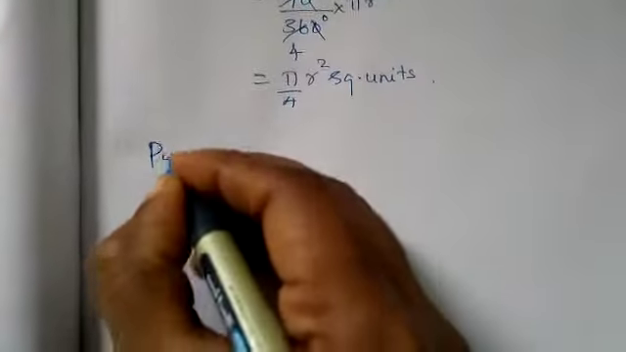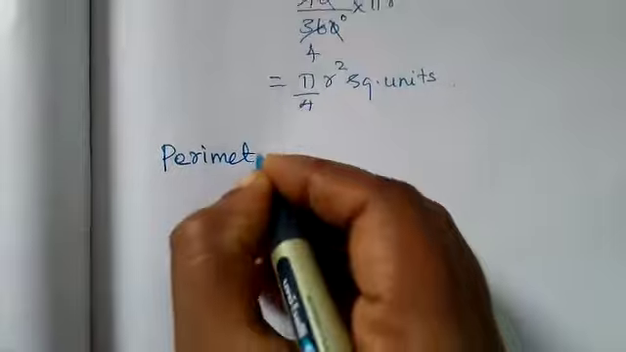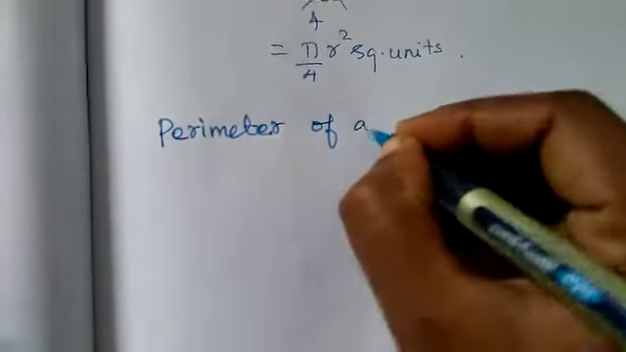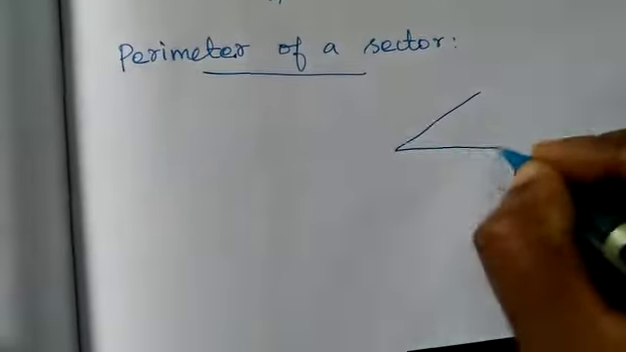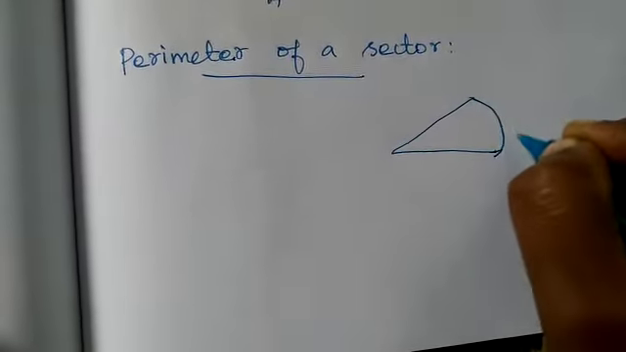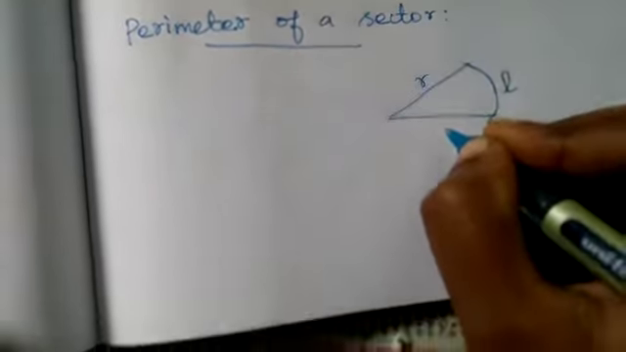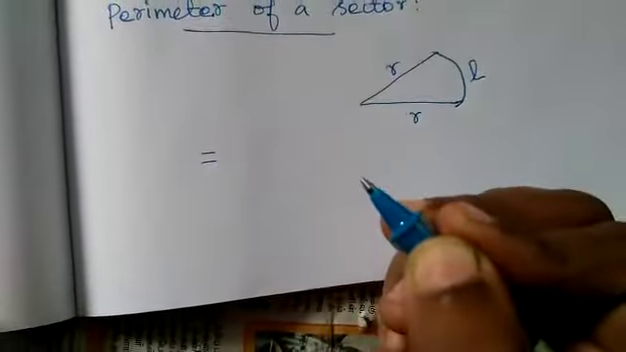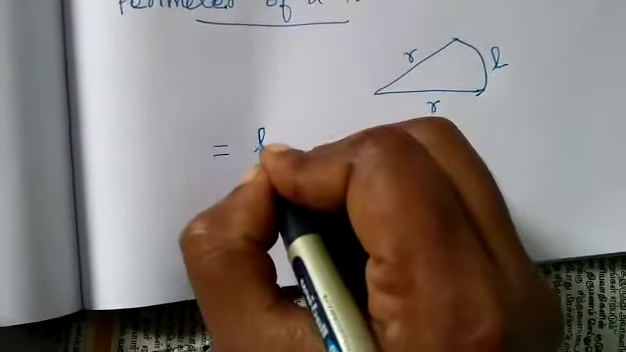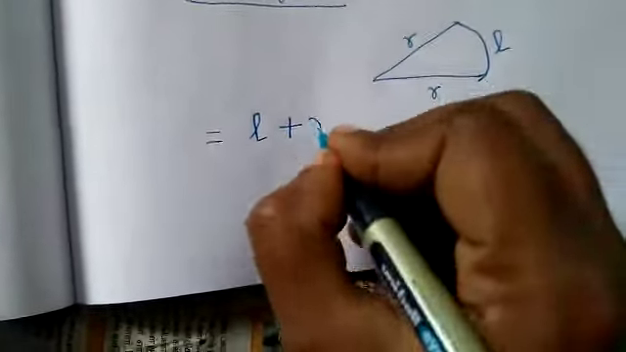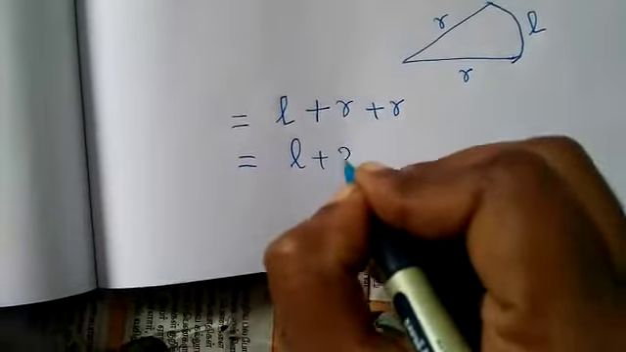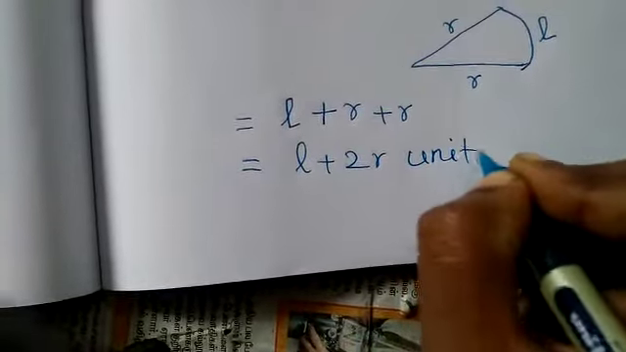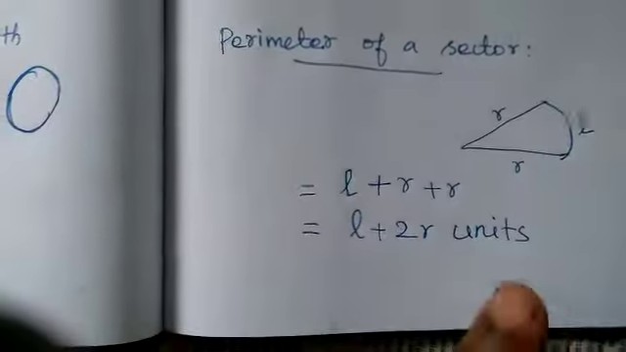Next we are going to learn the perimeter of a sector. Perimeter of a sector. Now you know the diagram for a sector. This one is the length of the arc. These are 2 radius. How will you write the perimeter of a sector? L plus how many? R plus R. Now how will you write? L plus 2R units. This is the formula for the perimeter of a sector.